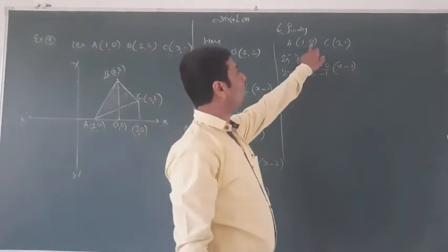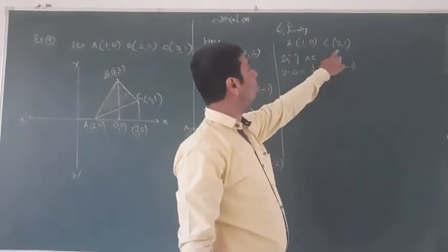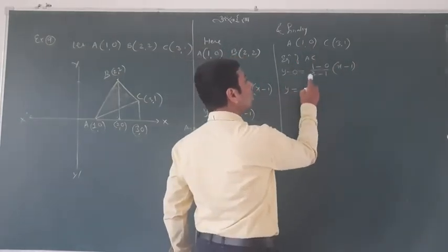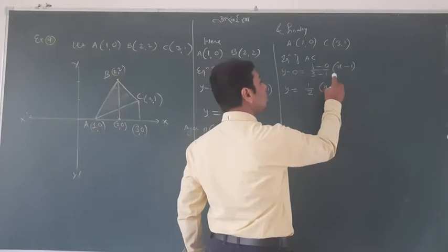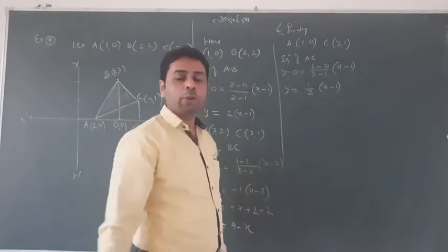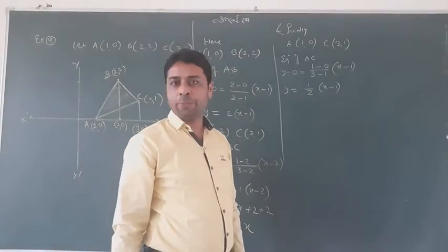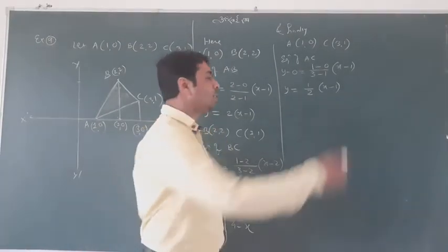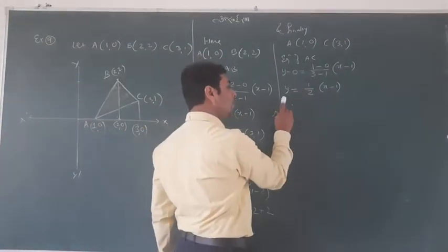You know y minus y1 equals y2 minus y1 upon x2 minus x1, times x minus x1. It is y, it is 1 by 2, it is x minus 1, and I don't want to solve this further because we already got the value of y. So till here we have got all the equations, guys, and then what will we find?